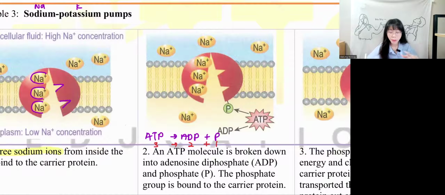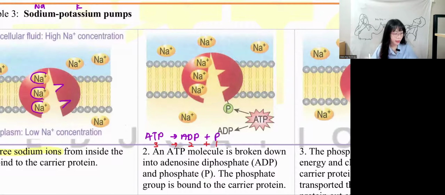This phosphate group will bind with the carrier protein. Imagine my hand is a carrier protein, and it will open. Imagine this is my sodium. Sodium binds with my carrier protein. It needs energy. This is the energy that will bind like that. So when I want to open up, energy is needed. Without energy, it cannot open up.